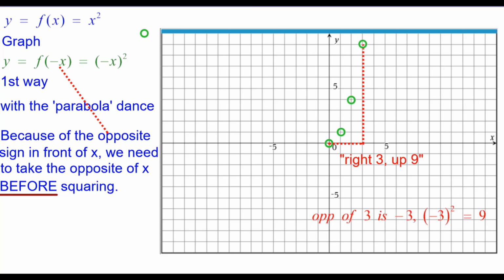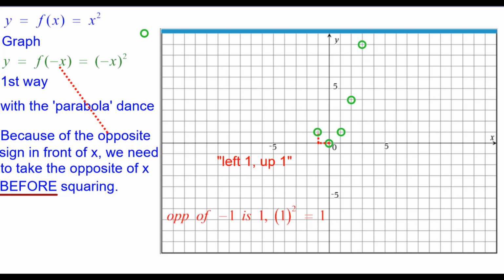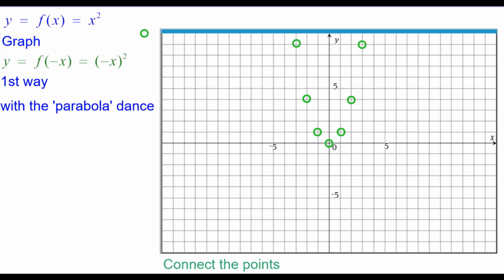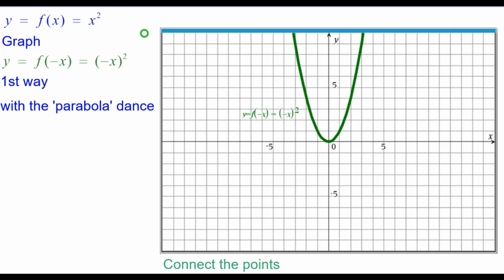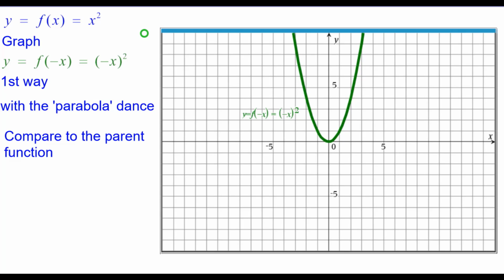Now we could use symmetry to go on the other side, or we could again take the opposite. The opposite of -1 is +1, square that is 1, left 2 up 4, left 3 up 9, and connecting the points and comparing that to the parent function, you can see that they are identical.